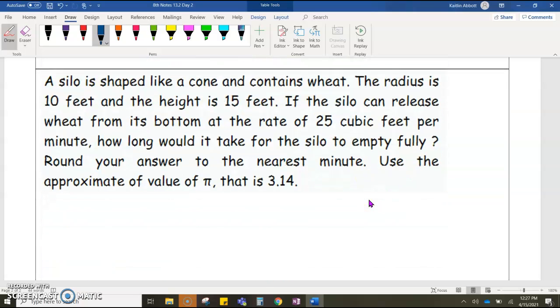Let's see if I can fit one more in here. Ooh, it's a long one. It says a silo is shaped like a cone and contains wheat. The radius, ooh, that's a good word. We like radius. Radius is 10 feet, okay? And the height is 15. Great. If the silo can release wheat from its bottom at a rate of 25 cubic feet per minute, how long would it take for the silo to empty fully? Round your answer to the nearest minute.